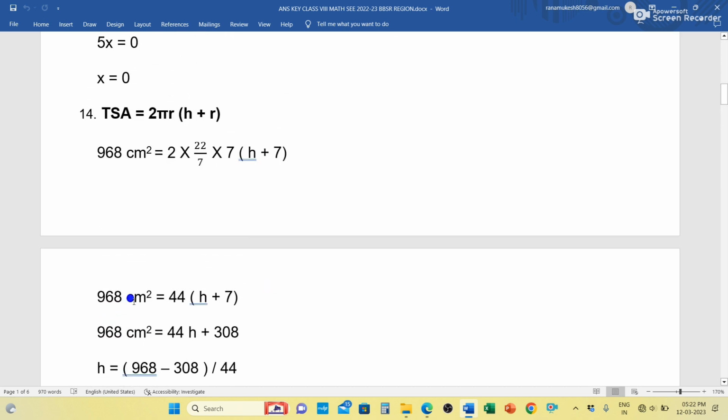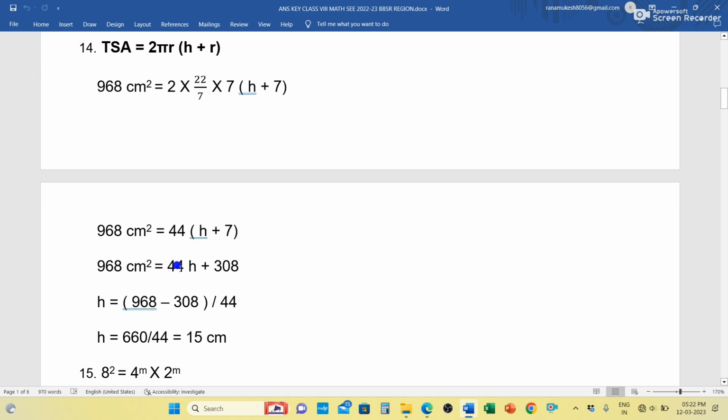So 968 centimeter square equals 7 ones are 7, then 2 into 22 equals 44 into h plus 7. Okay, so 968 centimeter square equals 44h plus 44 into 7, which is 308. Now h equals 968 minus 308 divided by 44. You will take 308 from this side to that side, and it will become minus. So 968 minus 308 equals 44h, then h equals divided by 44. So h equals 968 minus 308 by 44.